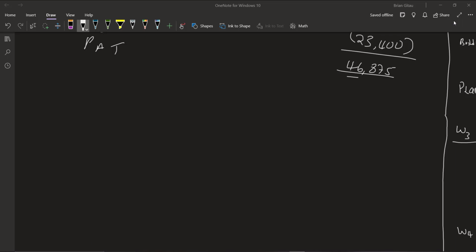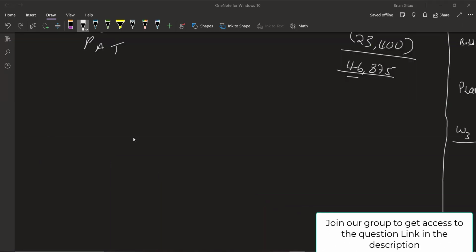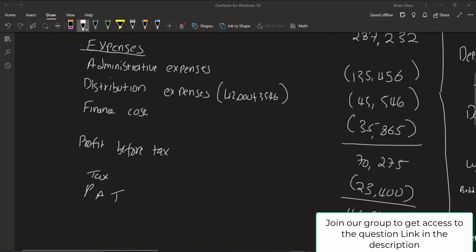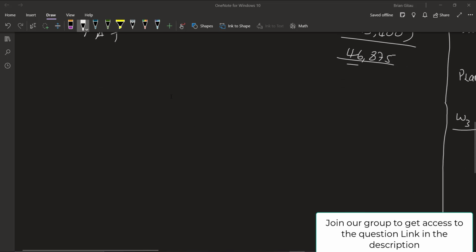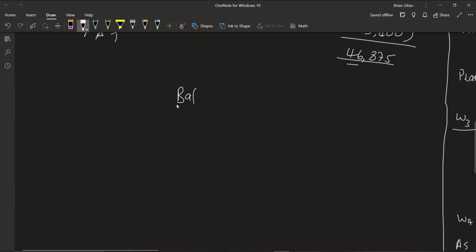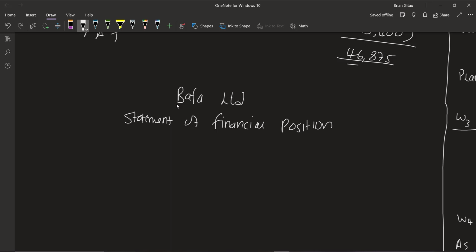Now, the last part of the question requires us to prepare a balance sheet. So we will start with the title. It's Buffer Limited. Statement of financial position as at 30th September 2022.